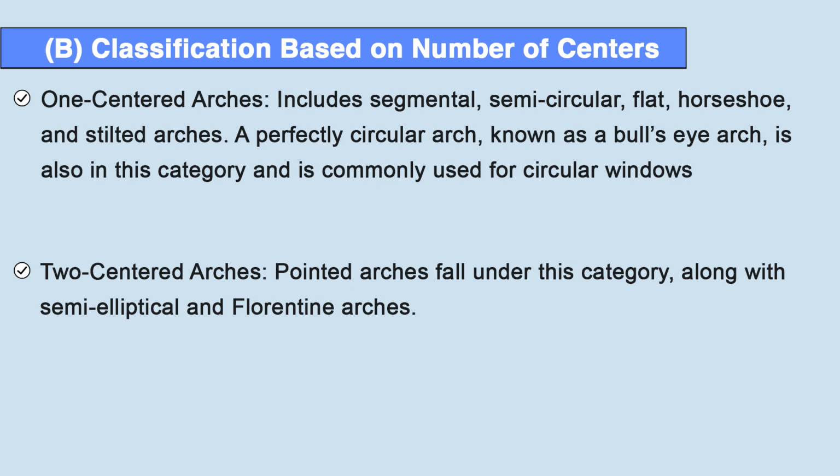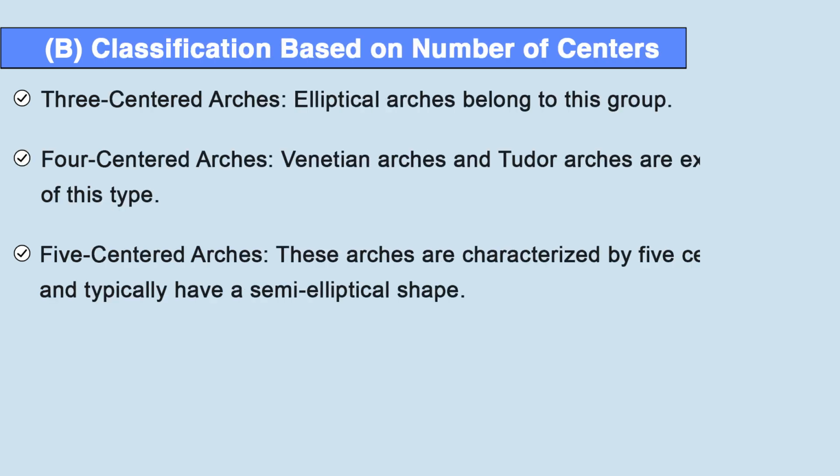Pointed arches fall under this category along with the semi-elliptical and Florentine arches. Next one is three-centered arches. So, elliptical arches belong to three-centered arches. Next one is four-centered arches. So, Venetian arch and Tudor arch are examples of four-centered arches. Next one is five-centered arches. So, these arches are characterized by five centers and typically have a semi-elliptical shape.